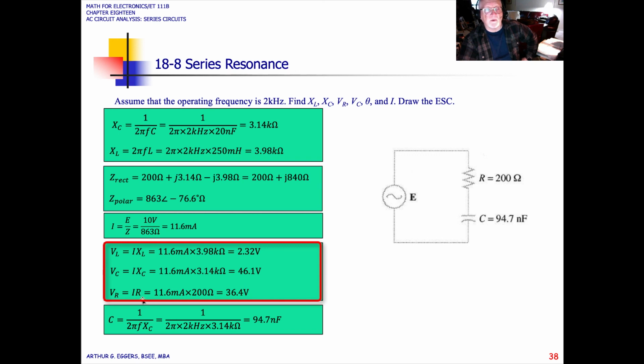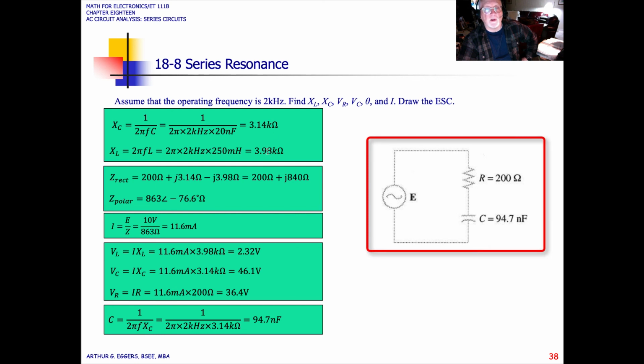And now at this point, because we have a more capacitive circuit here, you can see the value up here, we got 3.98K, and we're going to subtract 3.14K from it. So we have a more capacitive circuit. This becomes our equivalent. The capacitor then is equal to 94.7 nanofarads.